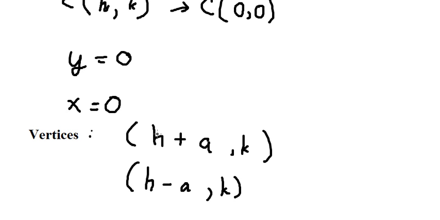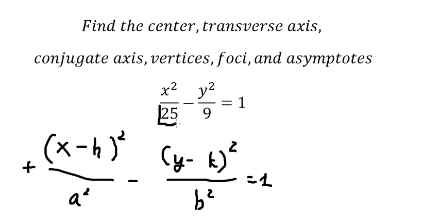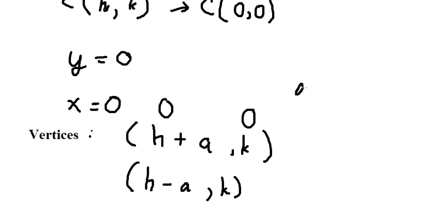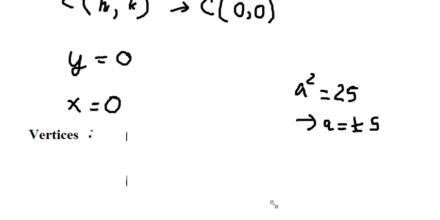So h is 0. K is 0. About a, we see that we have number 25. So a square equals 25. So a should be positive and negative 5 after we put the square root on both sides. So we have positive 5 in here. This one, we have negative 5. So if we simplify, we have like this.